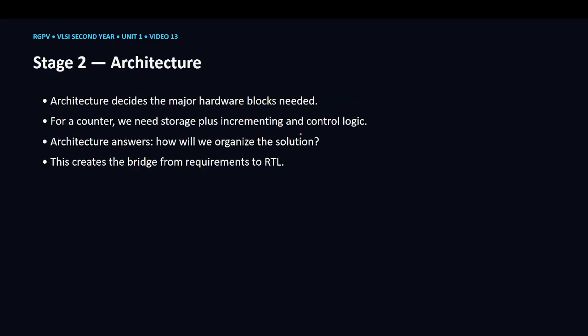The next is architecture. Now we know what the system must do. The next question is, how are we going to organize the hardware to do it? For our counter, we need storage, incrementing logic, and control. So conceptually, we can think of a clocked register connected with increment logic and reset control. Architecture is therefore the bridge between the requirement and the detailed hardware description. The specification says what, architecture starts explaining how.